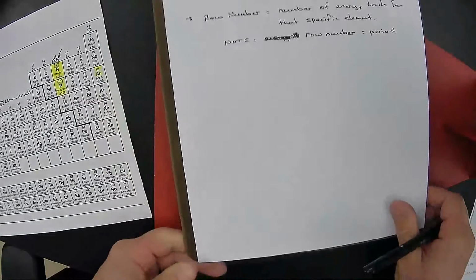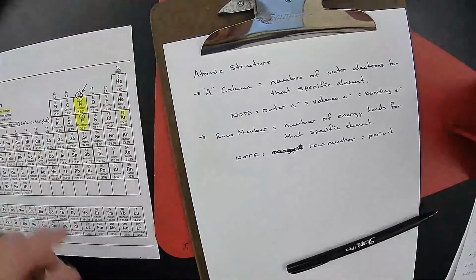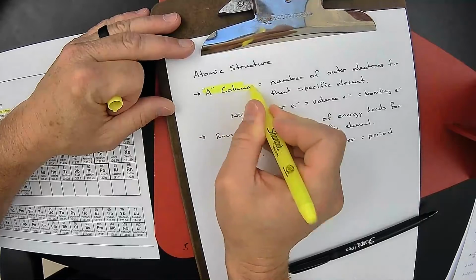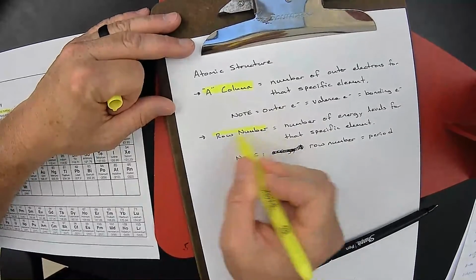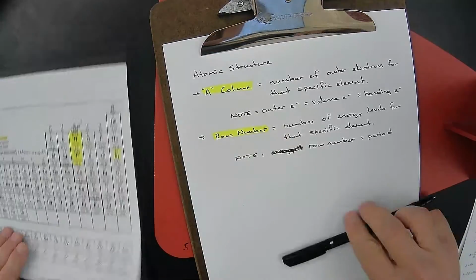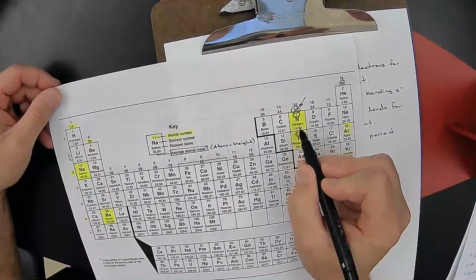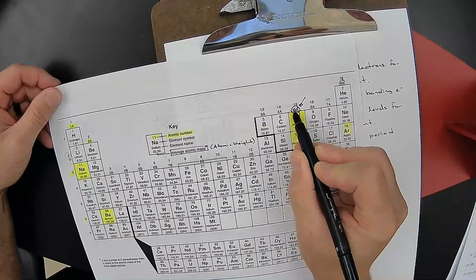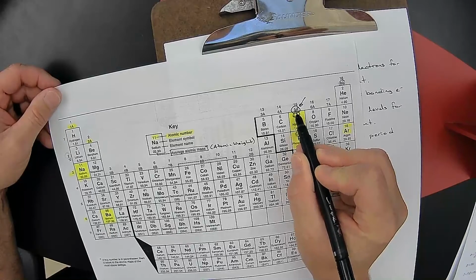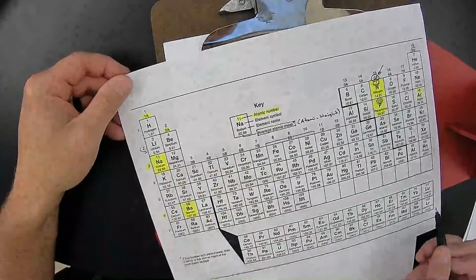So if we look at an atom real quickly, we should be able to find out how many valence electrons it has and how many energy levels it has. So for instance, if we looked at nitrogen, we would immediately be able to go to column 5A and know it has 5 electrons on the outside, and slide over and know that it has 2 energy levels.